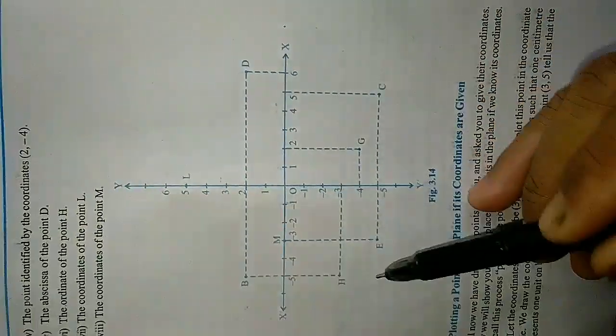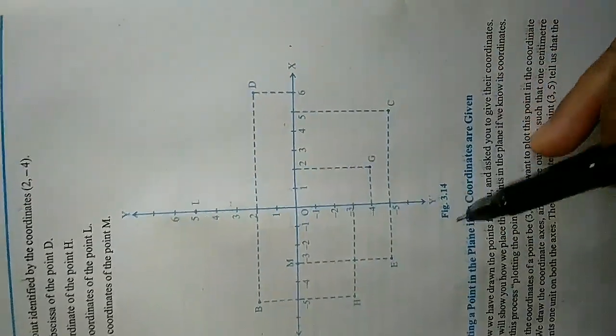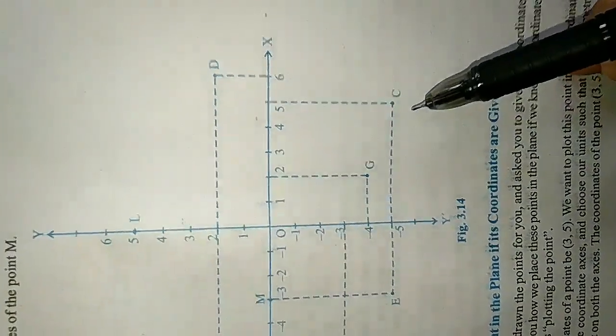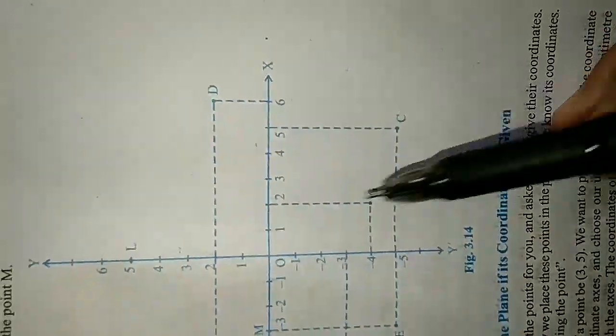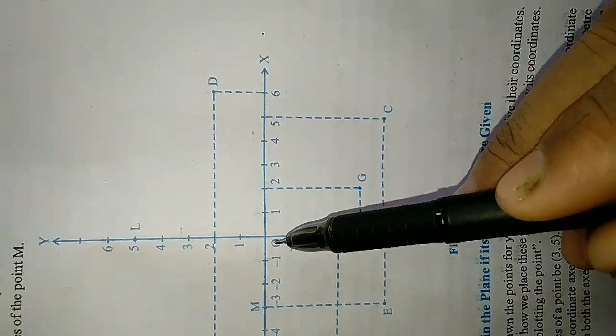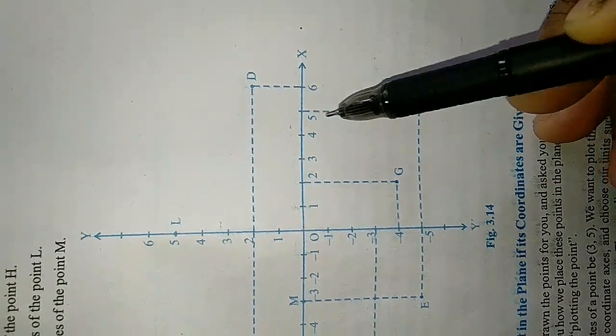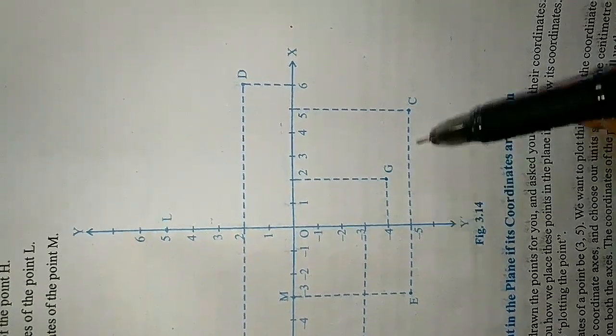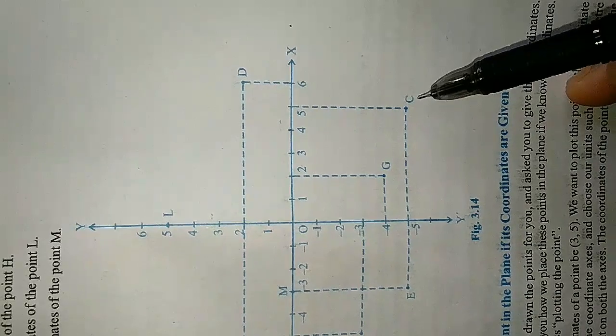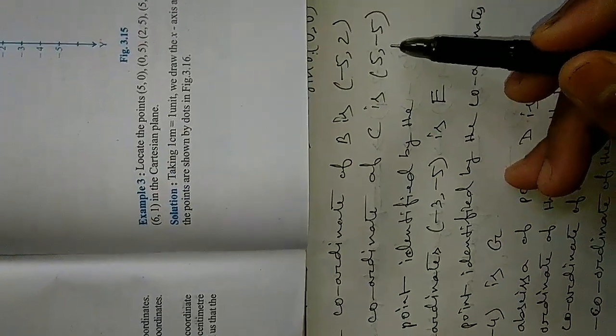Next, question number 2. Question number 2 is the coordinate of C. Where is C here? The position of C is here, this one. C is in the fourth quadrant, you know, positive, negative. So first you come on the x-axis right side, positive 5. After that, downside up to -5. So the coordinate of C is 5, -5.